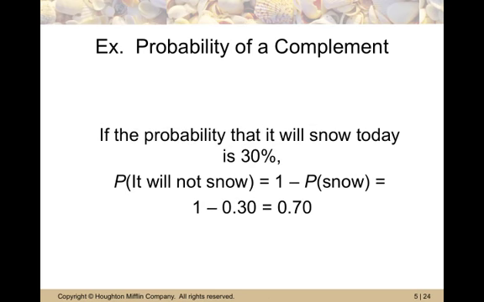Okay, if the probability that it will snow today is 30%, the probability that it will not snow is 1 minus the probability of snow. So 1 minus 0.30 is equal to 0.70.